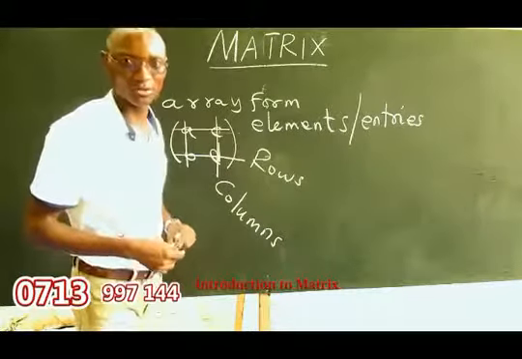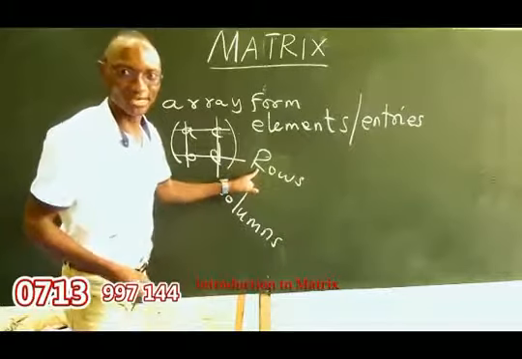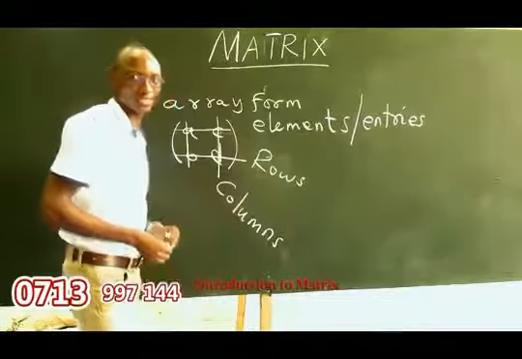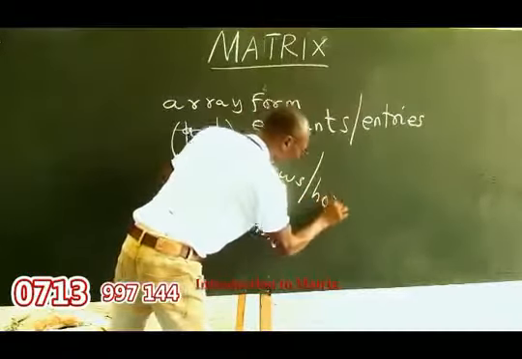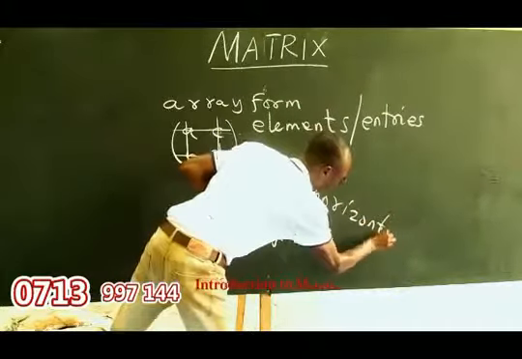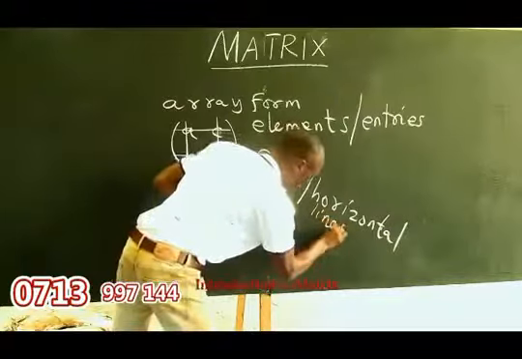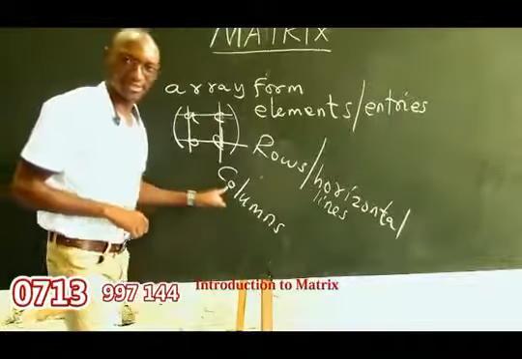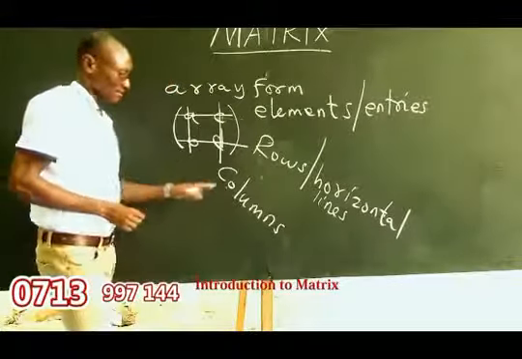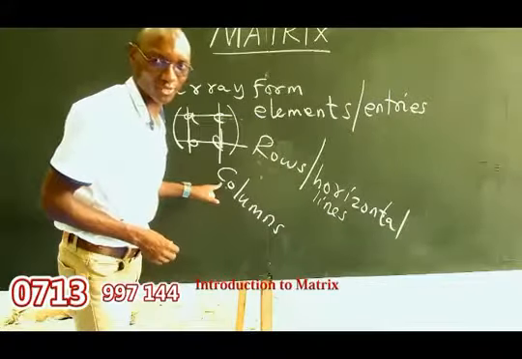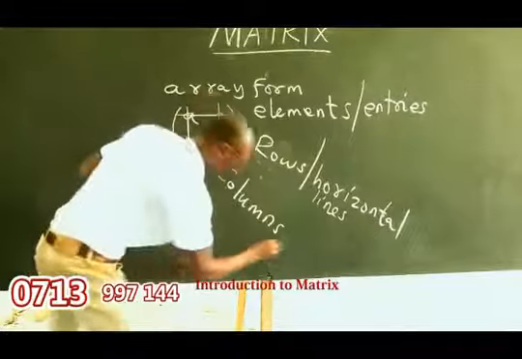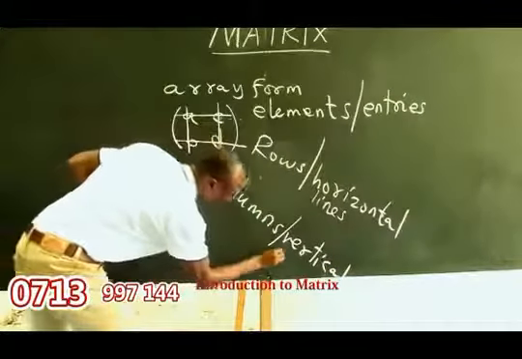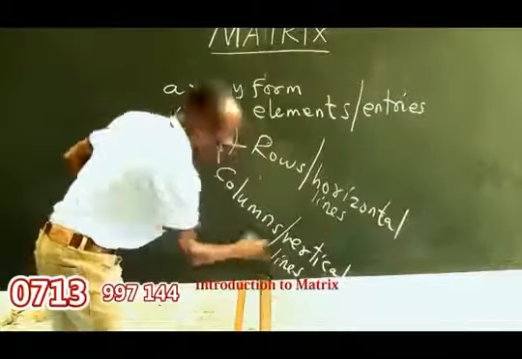Rows sometimes are called the horizontal lines. While the columns are called the vertical lines. Columns sometimes are called the vertical lines.